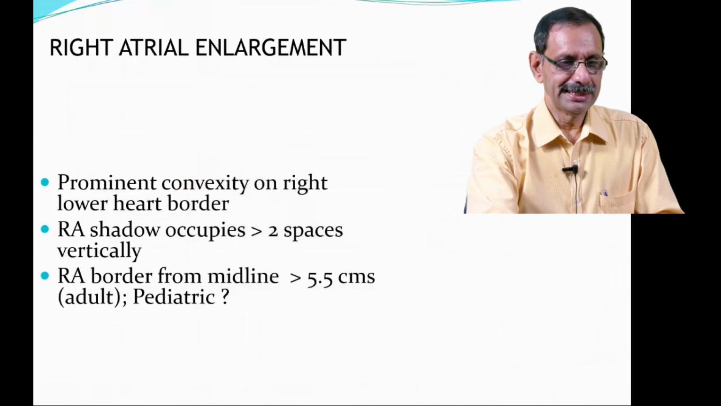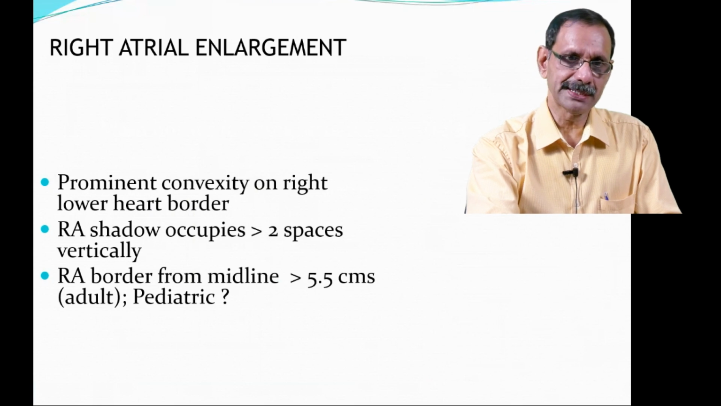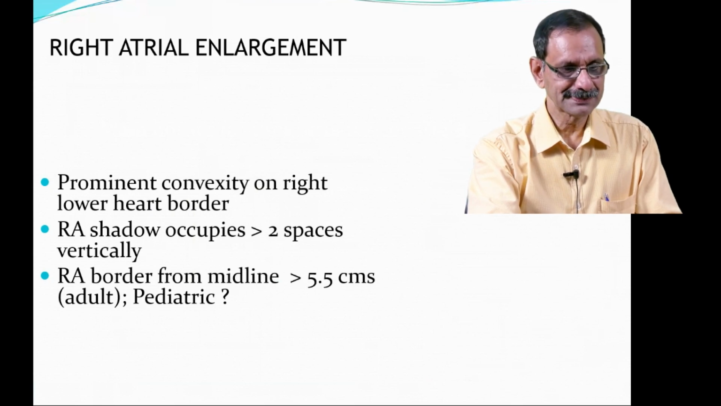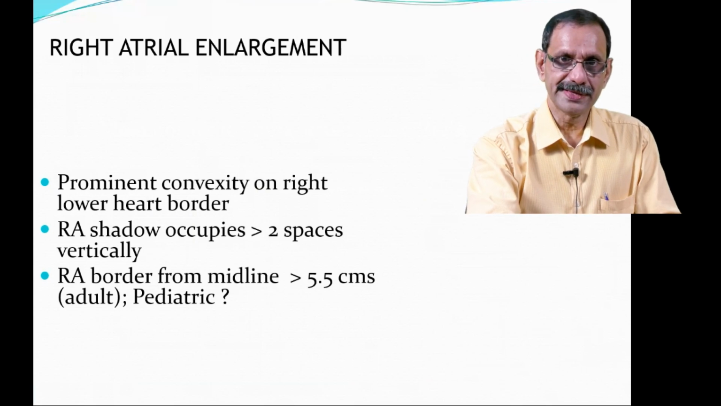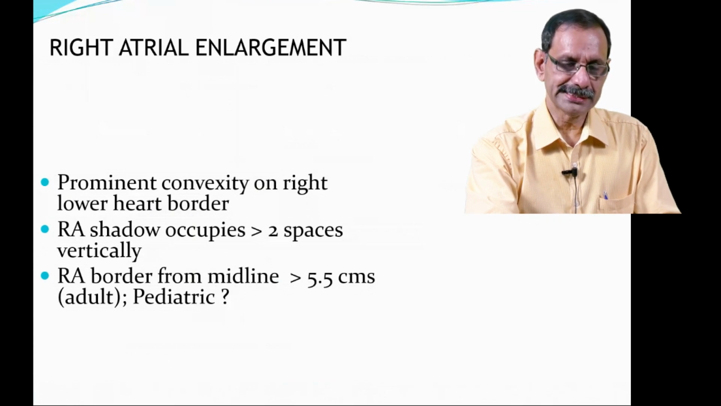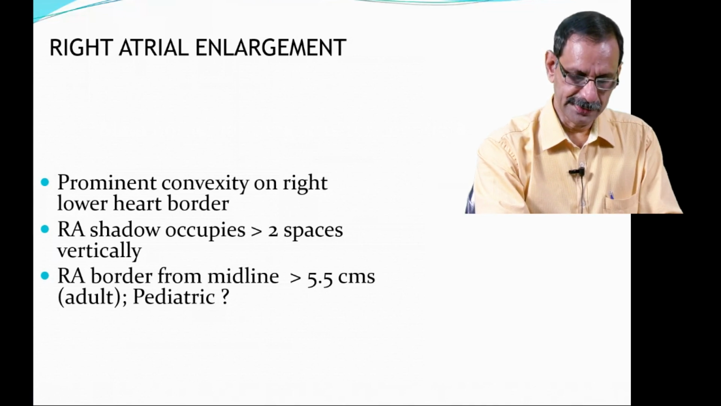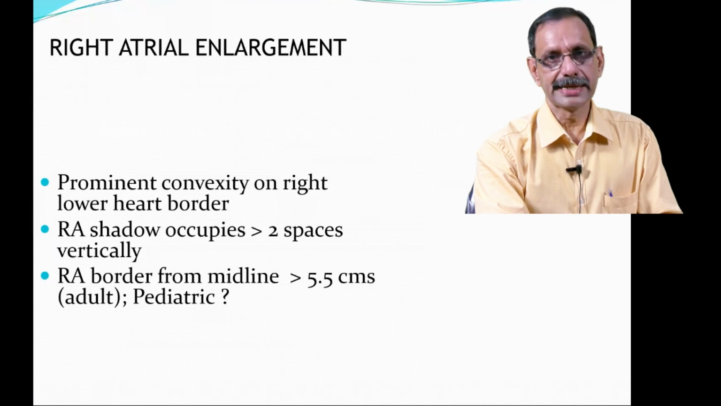Now what are the evidences of right atrial enlargement? Prominent convexity on the right lower heart border, because the right upper heart border is because of the vessels. The right atrial shadow occupies more than 2 spaces vertically, and the right atrial border is more than 5.5 from midline in an adult. In pediatrics, I am not aware of any cutoffs, but what we do is if more than 1/3 of the heart shadow is to the right, we can take it as right atrial enlargement, because normally not more than 1/3 of the heart shadow is expected to be to the right of midline.